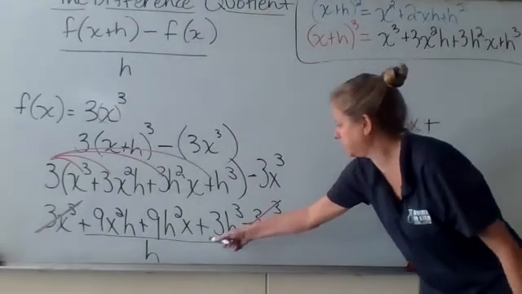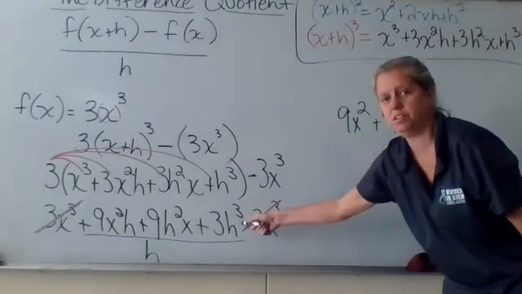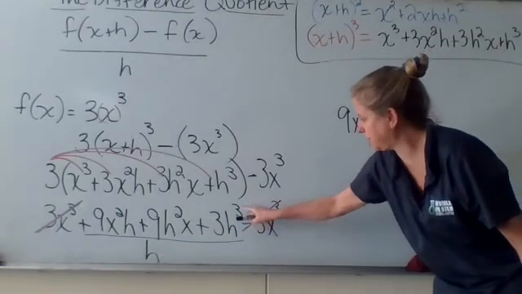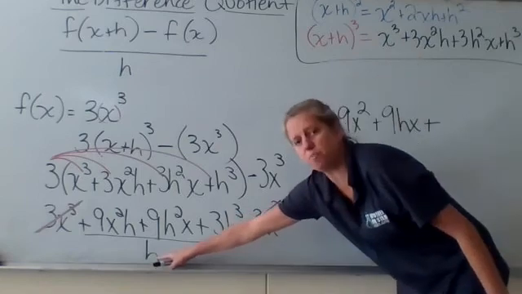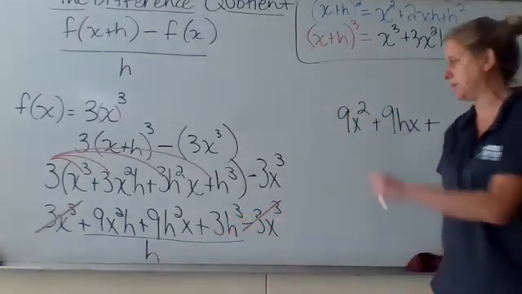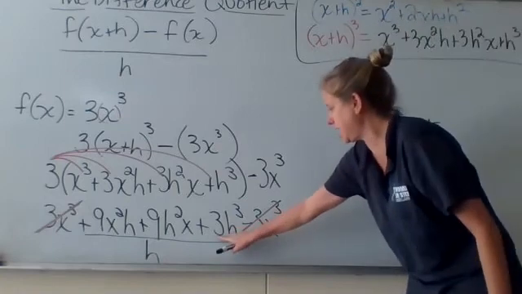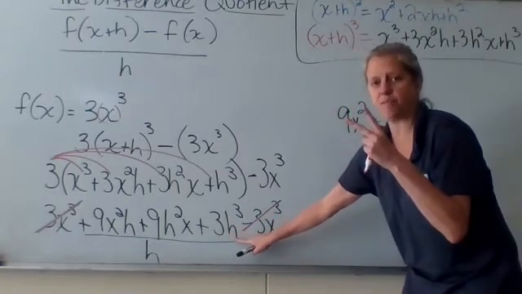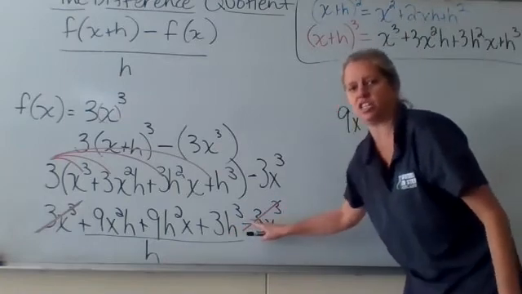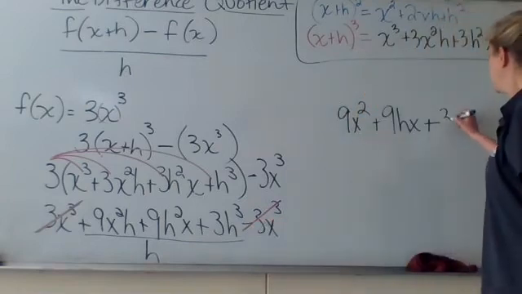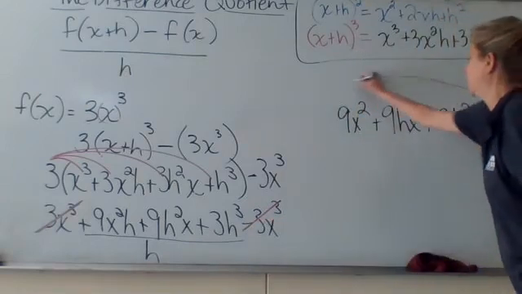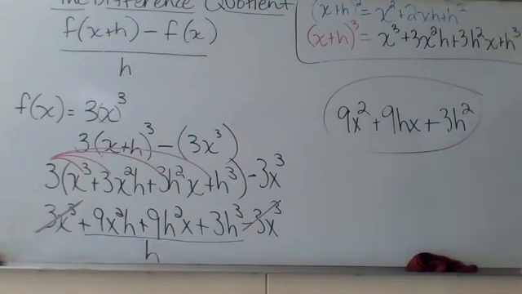I'm dividing this last term by h. Well, since it started off with h to the third, and I'm only pulling out one of the h's, I'm going to be left with 3h to the second, right? I only pulled out one h, so that leaves me with plus 3h to the second, which is your answer.